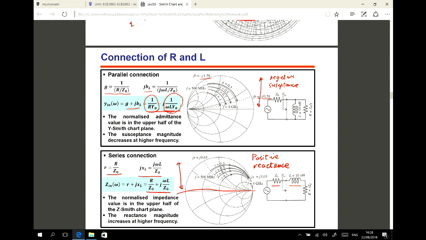For impedance, upper is positive reactance, lower is negative reactance. Again, we have only positive because this value is always positive. So for an inductor, it is always in the upper half.